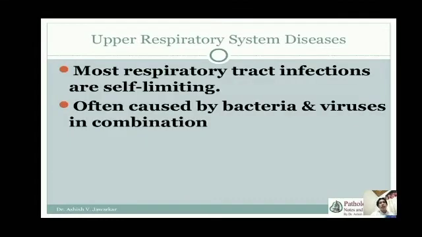The next is the upper respiratory system diseases. Most respiratory tract infections are self-limiting. Self-limiting means self-recovering. So for example, viral illnesses in the upper respiratory system mean you recover without taking any form of medicine. That is the meaning of self-limiting or self-recovering. And this is caused by bacteria and viruses in combination.